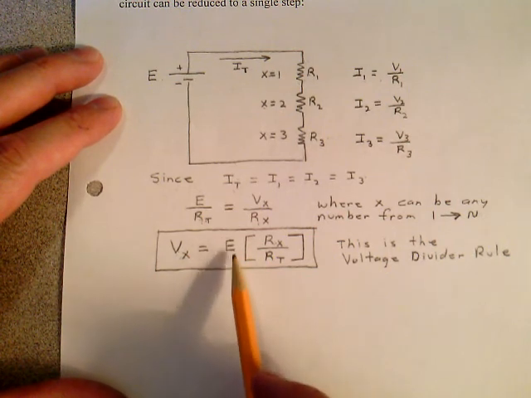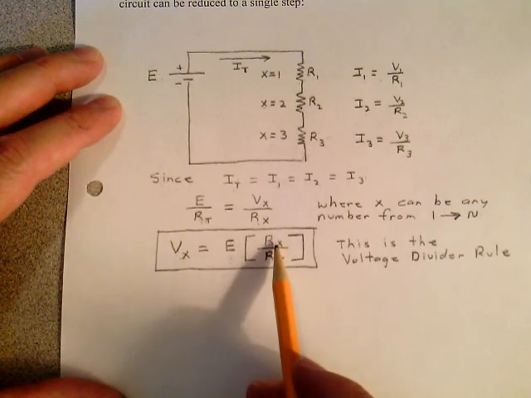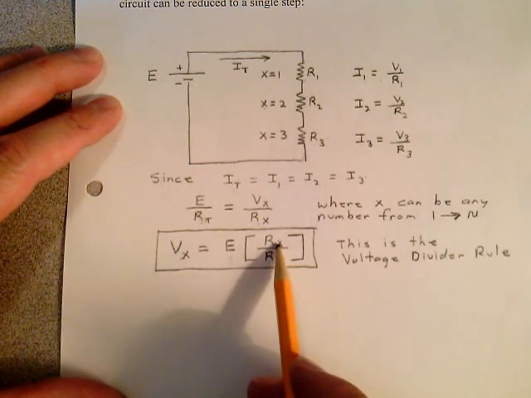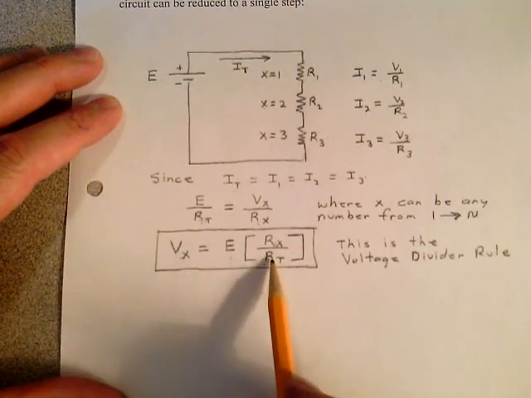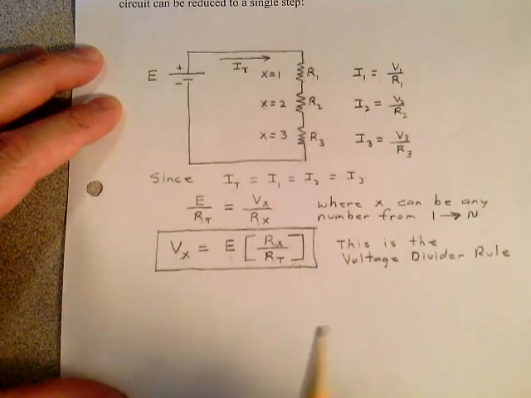That's the total. E over RT is the total current. And if you take the total current times the resistance value, you're going to get the voltage across that resistor. So it's nothing magic. We're just moving that RT in here. Make sure you understand that. But let's use this now.